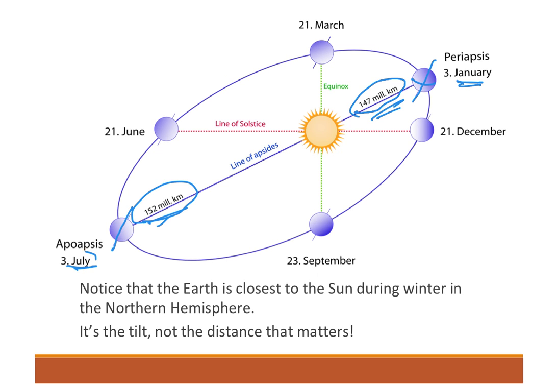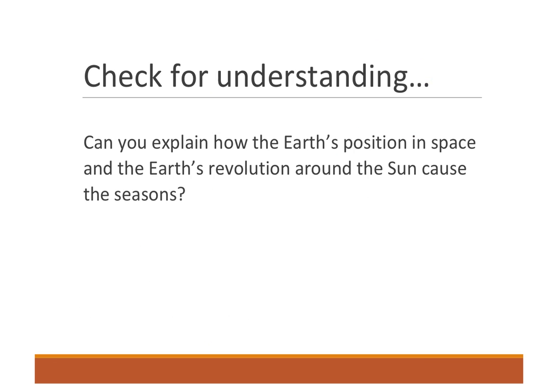Yet we all know that July in the northern hemisphere is a lot warmer than January. So it's the tilt, not the distance, that matters. That is what's going to determine what season you are in. And in the northern hemisphere, we're actually further away from the sun during our warmer months.